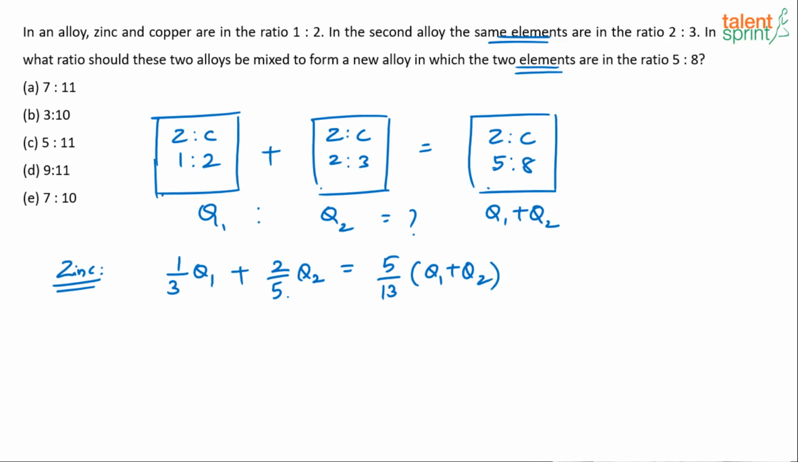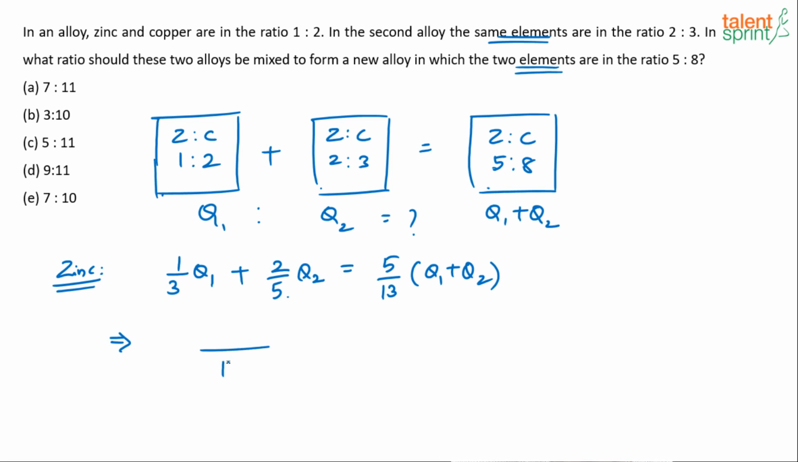Now let's solve this one. What happens? What do we get here? Solve this: 1/3 of Q1 plus 2/5 of Q2 equals 5/13 of (Q1 plus Q2). Now you'll have to solve this. So let's take the LCM here. What happens? Anything that gets cancelled out? No. So solve for it.